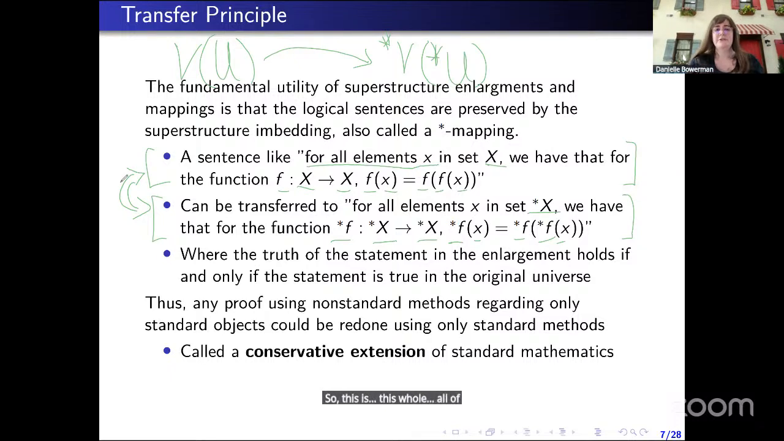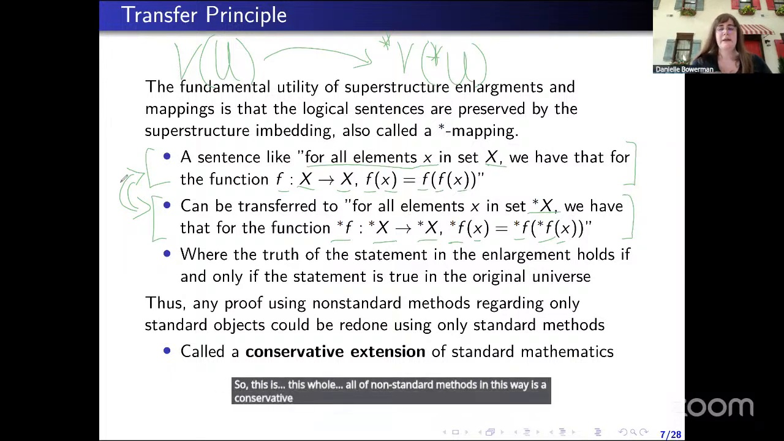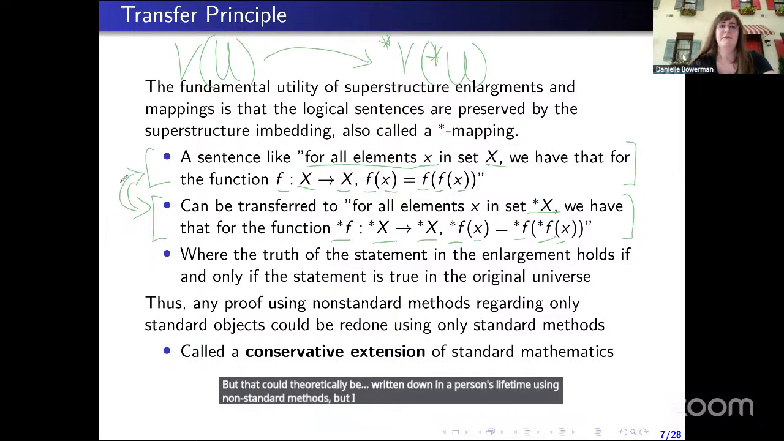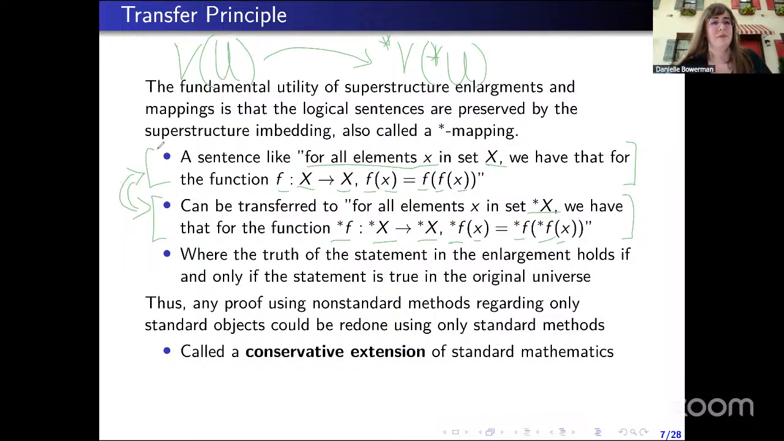So all of nonstandard methods in this way is a conservative extension, meaning that it's not going to prove anything that couldn't be proven in the original standard setting. It's just often a useful tool, and it can often speed up proofs. I believe it's been shown that there exist proofs that would take longer to prove using standard methods than our sun has left in its lifetime, but that could theoretically be written down in a person's lifetime using nonstandard methods, but I haven't verified that one for myself. Any questions so far?